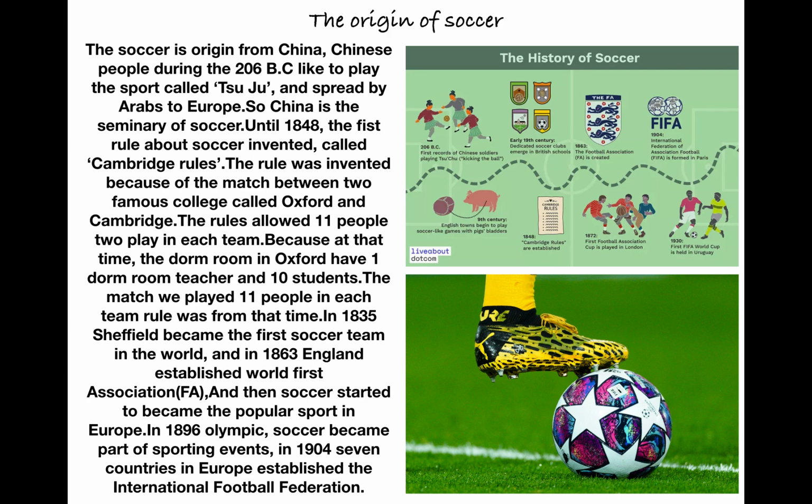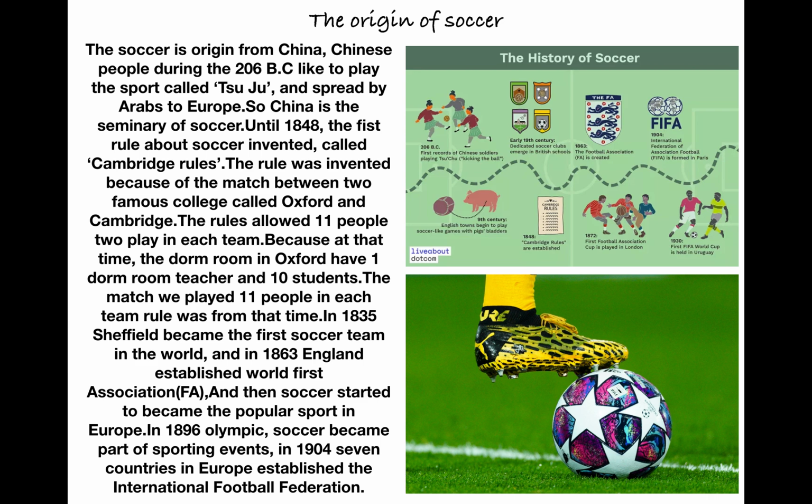And until 1848, the first rules of soccer were invented, because rules on the playground are very important. The rules were invented by the college called Cambridge, so they are called the Cambridge Rules. Cambridge is a very famous college, and the rules were invented because of the match between two famous colleges, called Oxford and Cambridge. The rules allowed 11 players in each team to play against each other.